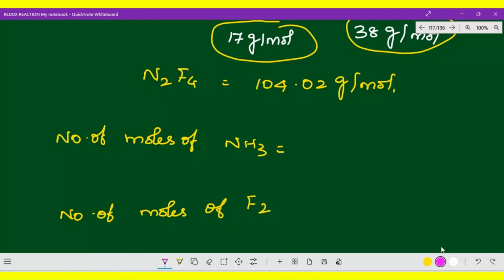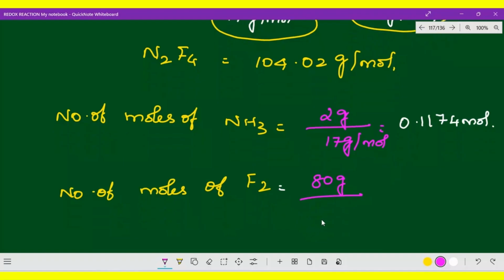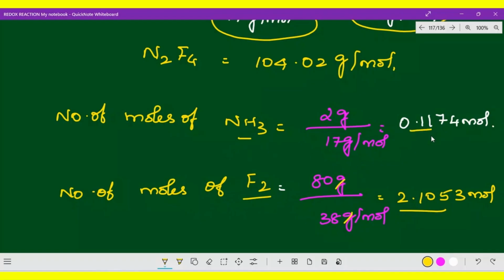So the number of moles of ammonia is given mass by molecular mass. Here 2 gram divided by the molar mass of ammonia, 17 gram per mole. So this and this will be cancelled, and you'll be getting 0.1174 mole. And the same way here, 80 gram divided by the molar mass of fluorine, 38 gram per mole. Gram and gram will be cancelled, so you get 2.1053 mole for fluorine, and ammonia is 0.1174.